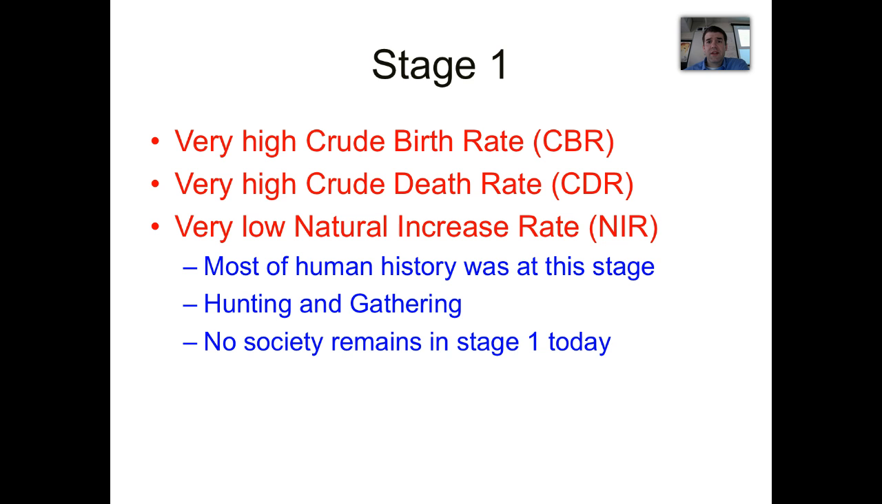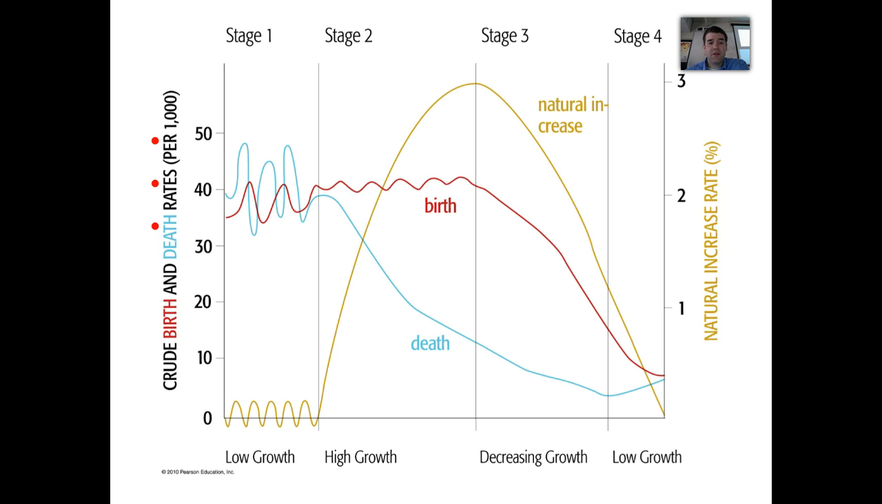If you really look at the timeline of human history, this is the way humans lived for most of history. Today, there's no society that lives at a stage 1 level. And if you look at stage 1, you can see the birth and death rates fluctuate wildly, and so that would also cause the rate of increase of the population to fluctuate as well.